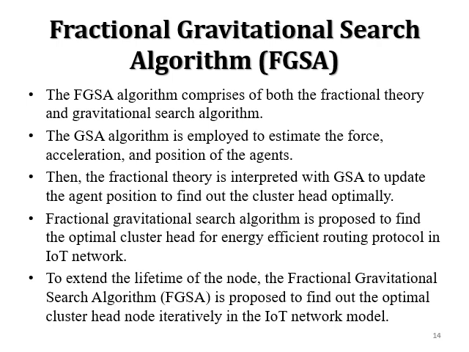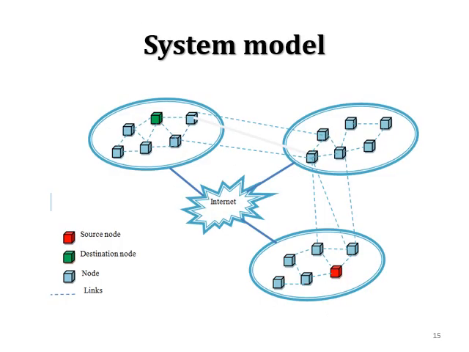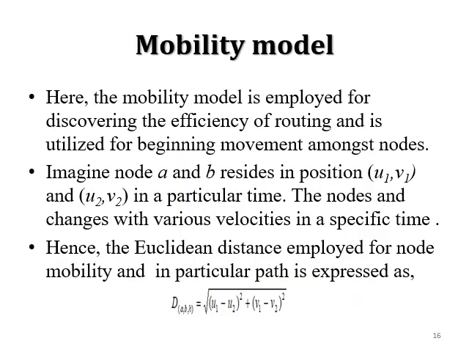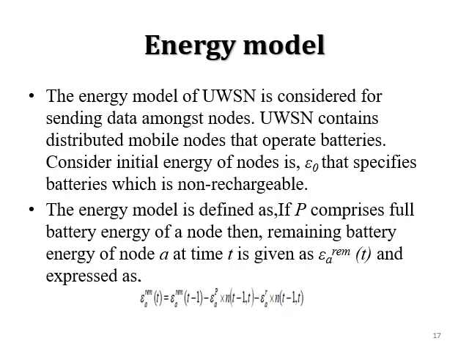And this is the system model of our work, and here there are clusters of nodes. In this, the red node represents the source node, the green represents the destination node, and the other nodes are used for transmission. And when we see a network, the main things are mobility and energy. The mobility model is employed for discovering the efficiency of the routing and is utilized for beginning movement amongst nodes. And the energy model of the underwater wireless sensor network is considered for sending the data among the nodes. An underwater wireless sensor network contains distributed mobile nodes that operate on batteries.